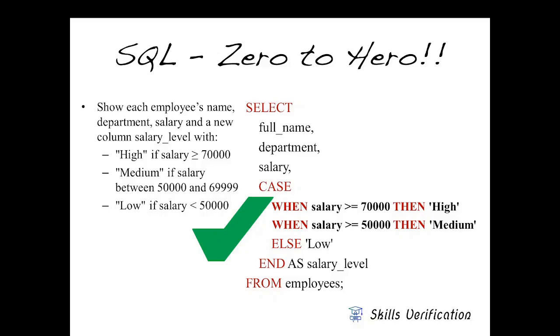So in short, when using case to group things into levels or ranges, always start with the highest or most specific condition and work your way down. That ensures each value is placed in the correct category.